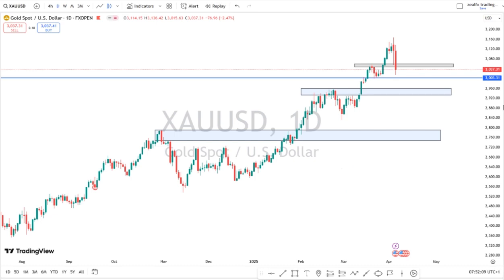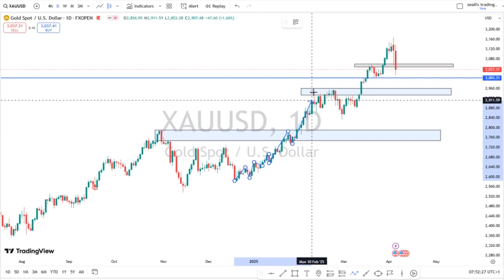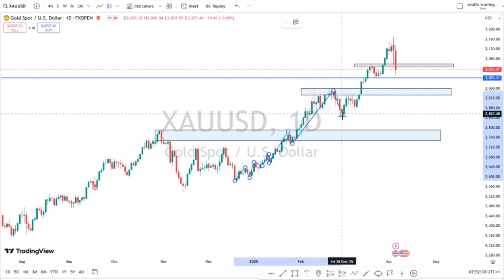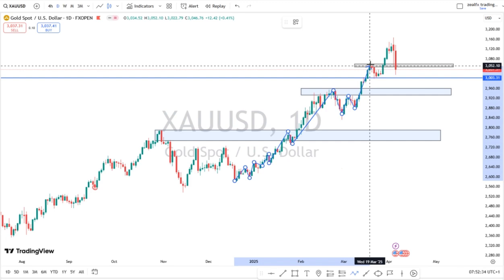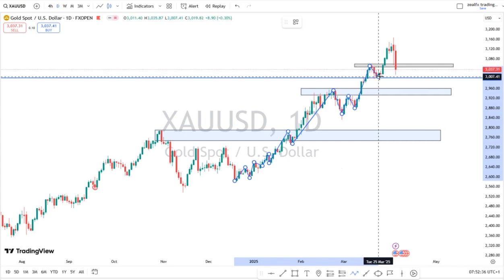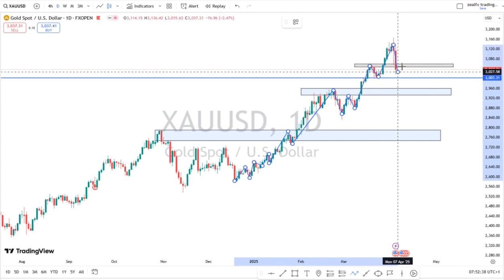Gold USD on the daily chart still has an uptrend structure. So long as we have this uptrend structure on the daily chart, we still expect gold to continue to push higher. You can see that we still have a series of higher lows, so we expect price to continue to push higher on the gold USD.